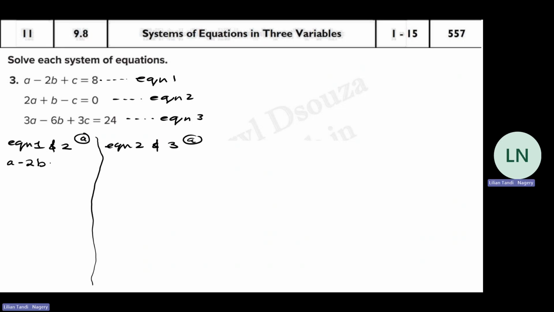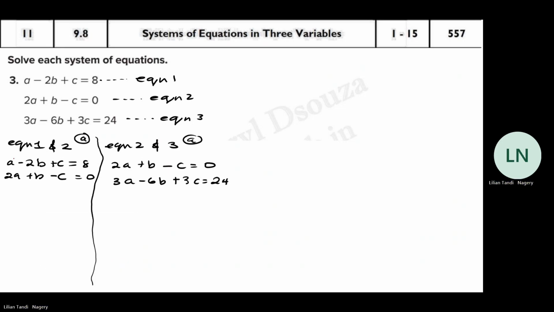A minus 2B plus C equals 8. 2A plus B minus C equals 0. A minus 2... No. I said 2 and 3. 2A plus B minus C equals 0. 3A minus 6B plus 3C equals 24. So this will be 1 and this will be 2. This will be 3 and this will be 2.